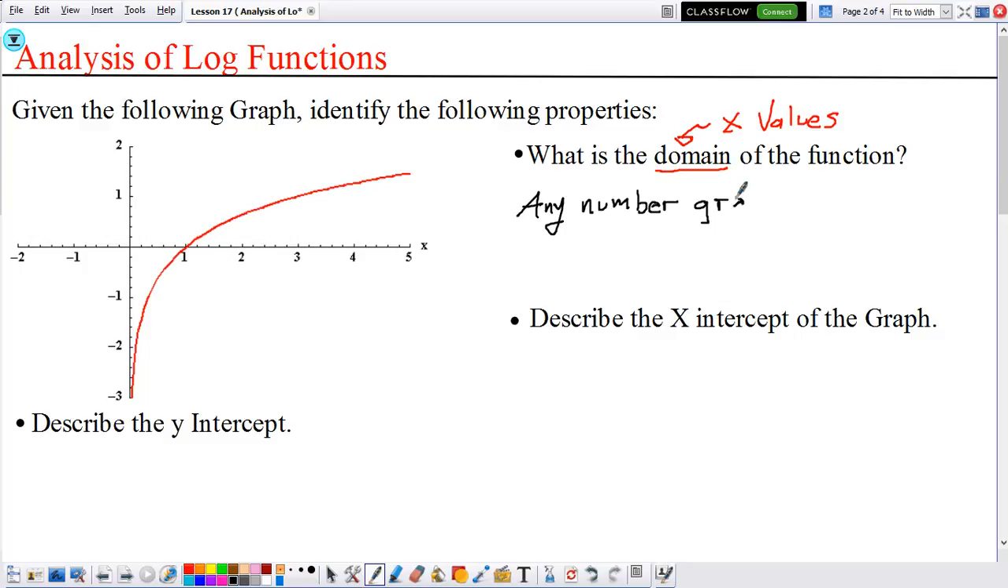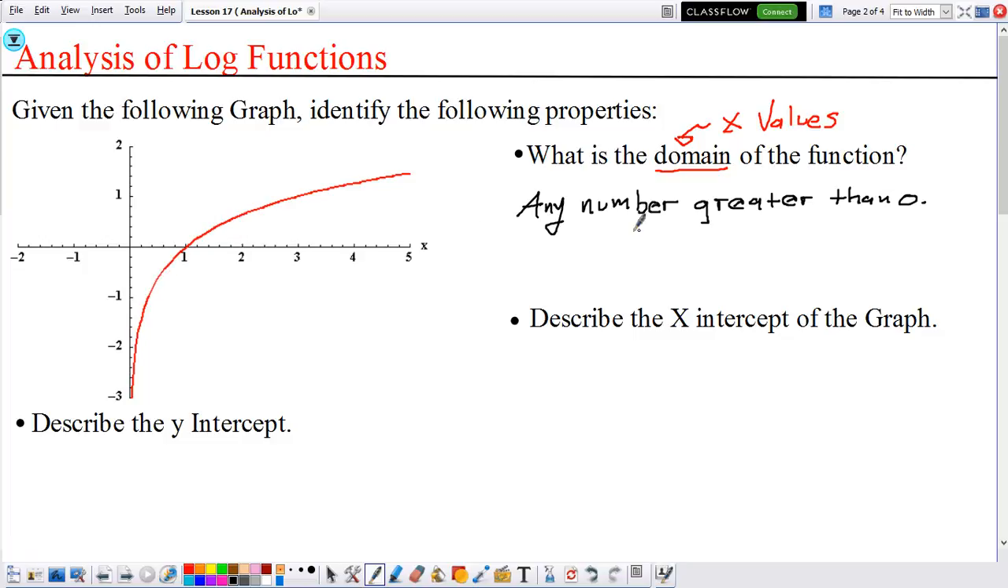greater than 0. Can negative 1 be in the domain? No, because it's not greater than 0. Can negative 5 be in the domain? No, because it's negative. Can 0 be in the domain? It has to be greater than 0. Can 1 be in the domain? Look, 1 is right here, and it's part of the graph. Can 0.5 be part of the domain? 0.5 is about here. Yes, it's part of the graph.